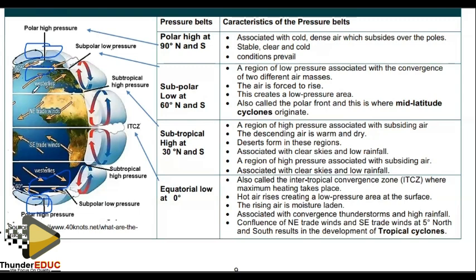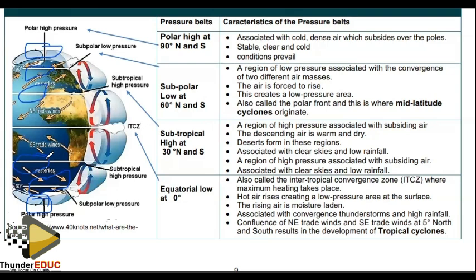Then we move on to the next pressure belt, which is around the region of 30 degrees to the north and around the region of 30 degrees to the south. That is what we call the subtropical high pressure belt. It's subtropical high pressure in the north and subtropical high in the south. South Africa actually falls within the subtropical high pressure south. It's dominantly in the subtropical high pressure south.